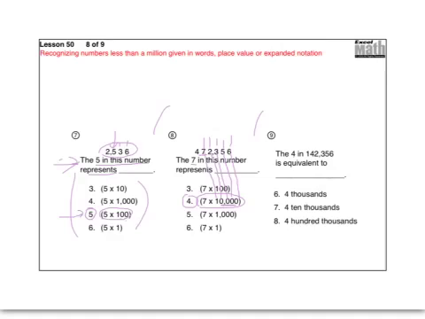Okay, the 4 in this one is in the 10,000s place. Tells you that right there, 4 10,000s. So you circle the 7.